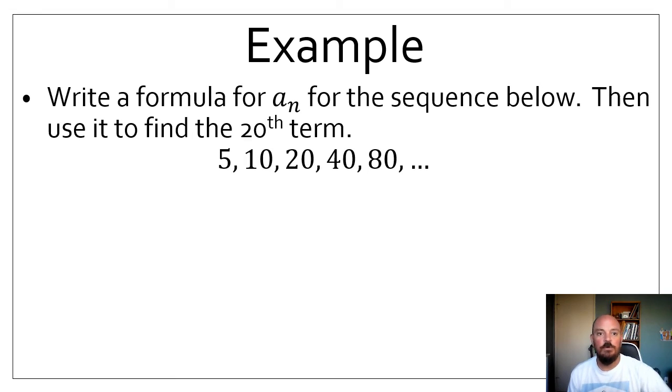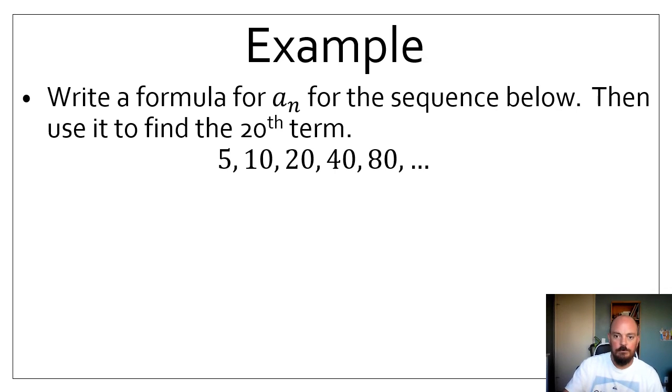So let's do an example. Here is a sequence. It is geometric because the pattern is you're multiplying by 2 each time. I start with a 5. You can start a sequence with any number you want. It's not what you start with, it's what you're doing to it. So I start with a 5, and then it's times 2, times 2, times 2, times 2, times 2. I notice right off the bat, just by looking, two things.